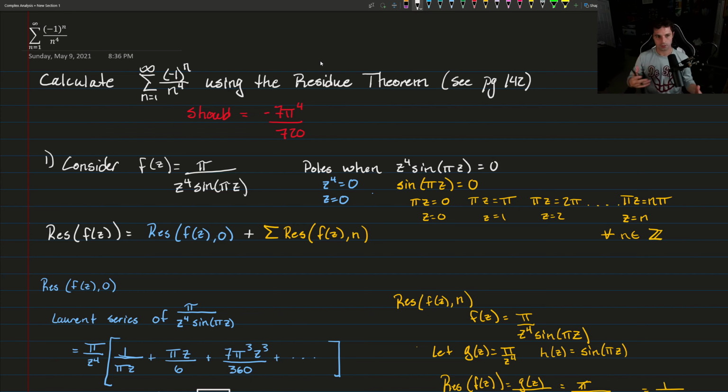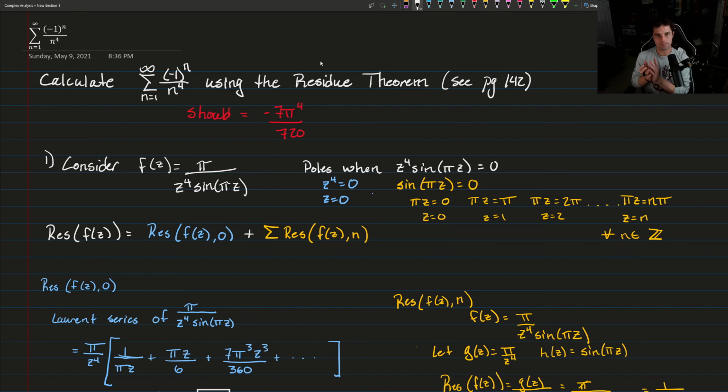So let's just jump into it. First, the book says to consider f(z) equal to pi over z to the fourth times sine of pi z, as other people have done in their projects. I don't know where this came from. Dr. Covert said that this is possibly just the logarithmic derivative of something that's also important. That part I can't explain, but that was one of his replies.